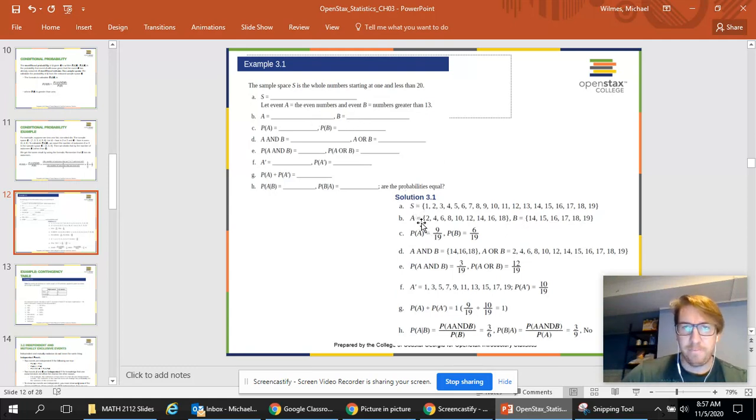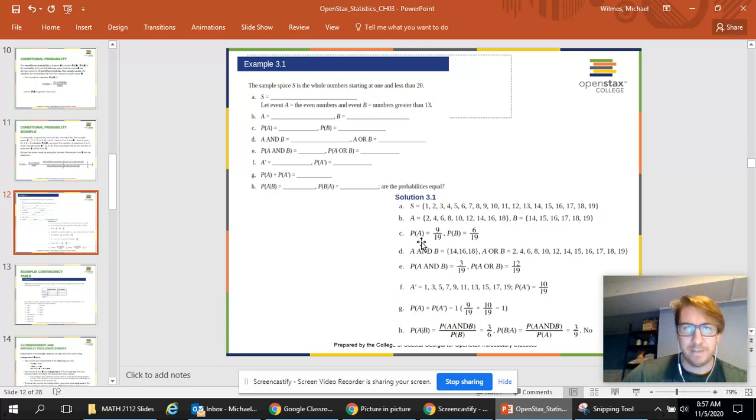I list those sample sets there, and I list them in order in brackets. So I use these brackets here as you see, and I write A equals and B equals. The probability of each event to occur is the number of favorable outcomes divided by the total. The total is 19 different values.